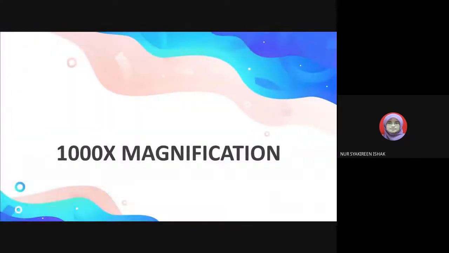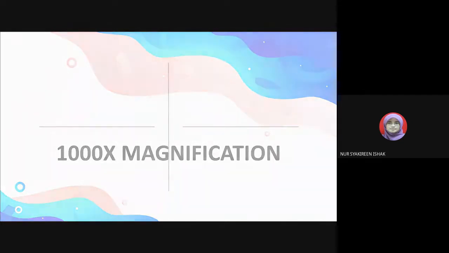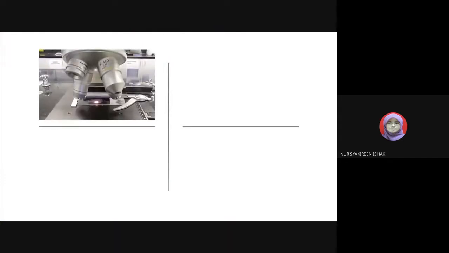If 1000 times magnification is required, this is what you need to do. After getting a clear image at 400 times magnification, turn the barrel of the microscope so that the 40 times and 100 times lenses are halfway between and directly over the slide or cover slip.